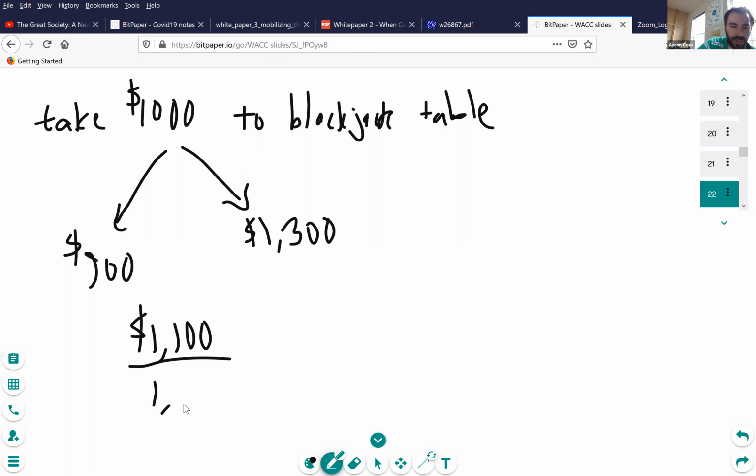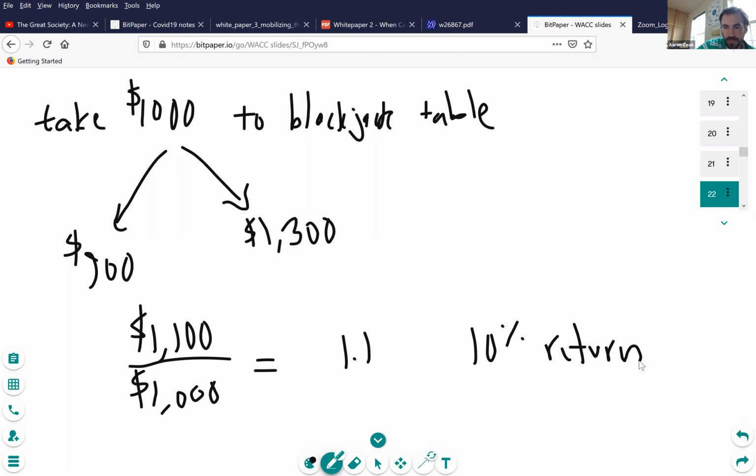If we think about that as a percentage of how much capital you invested in that blackjack project, that's going to be 1.1 return. So that's about a 10% return. That's scenario one. This is no leverage.